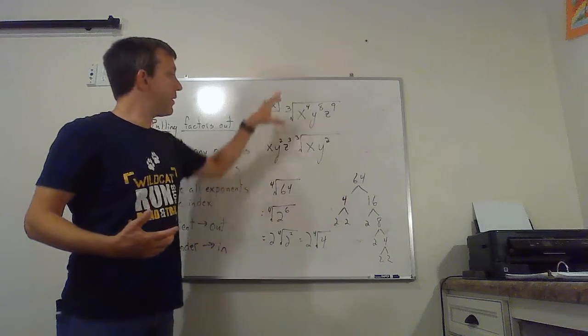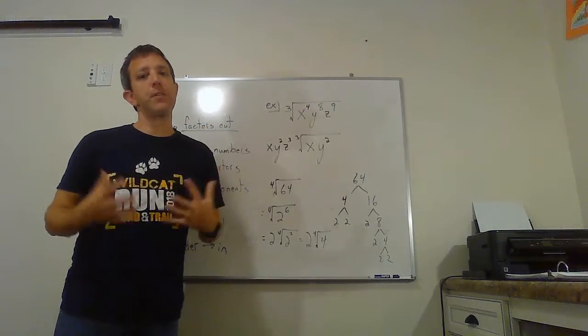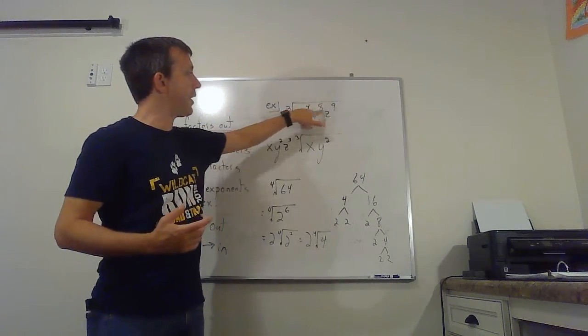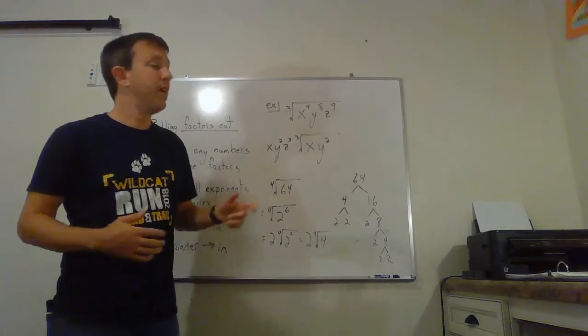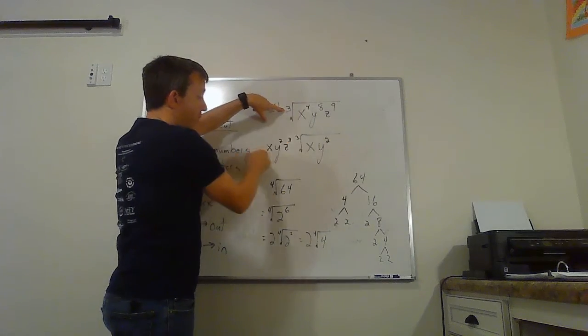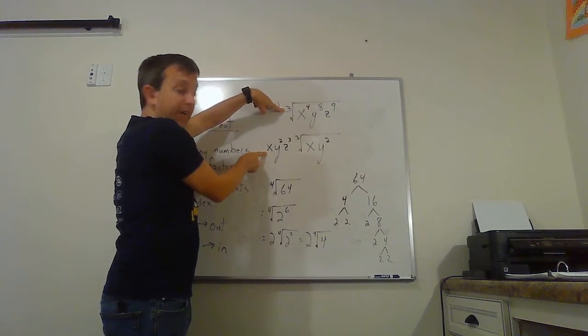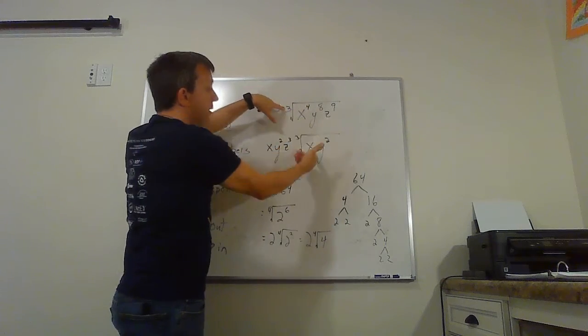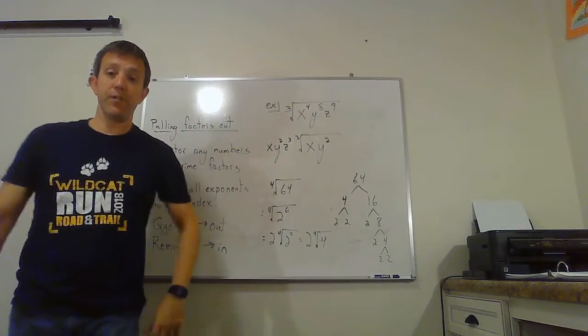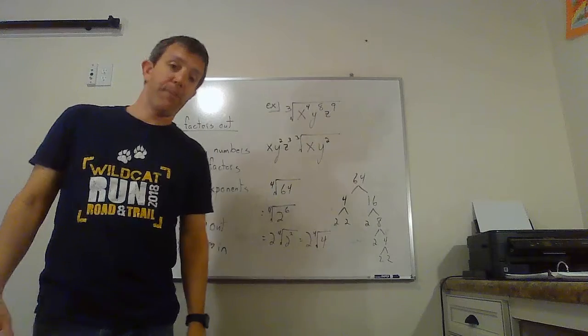So really, doing this with variables is really straightforward. You just go right down the line and you divide all those exponents. The quotient, the number of times it goes in, goes on the outside. And the remainder, how many are left over when you do that division, goes on the inside.